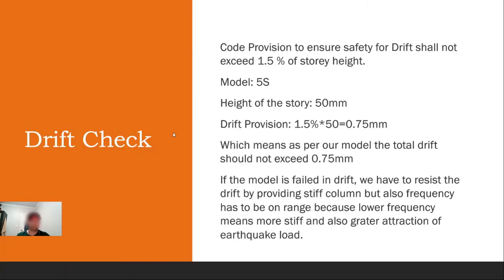For the calculation of drift check, the code provision to ensure safety for the drift check is that it shall not exceed 1.5% of the story height. Our case building model is 5 stories, height of the story is 50 mm. Drift provision is 1.5% of 50, because 50 is our height of the story, which is 0.75. In that case, our building is safe in drift check, which means as per our model, the total drift will not exceed 0.75 mm. If the model fails in the drift, we must resist the drift by providing strips of the column or overall strips of the building.